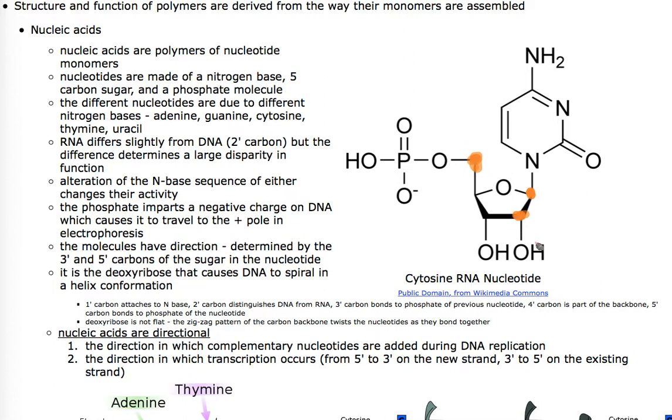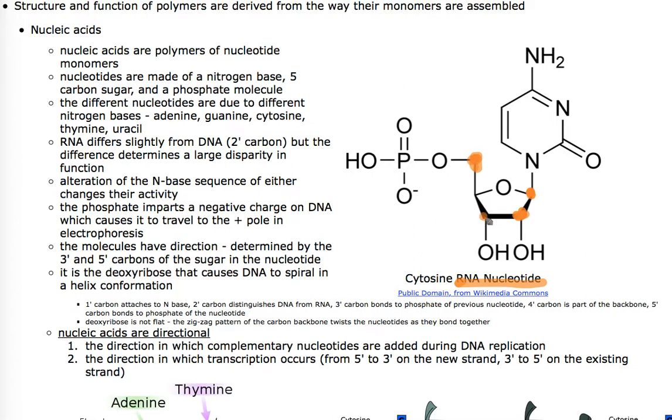The number 2 carbon, this is the 2' carbon of the sugar. The 2' carbon's purpose is to identify this nucleotide. If it's got an OH here, it's actually a ribonucleotide, and that's why this says RNA nucleotide here. If it had just an H there instead, that would be a deoxyribonucleotide. So it's the number 2 carbon there that determines whether it's a DNA or an RNA nucleotide.